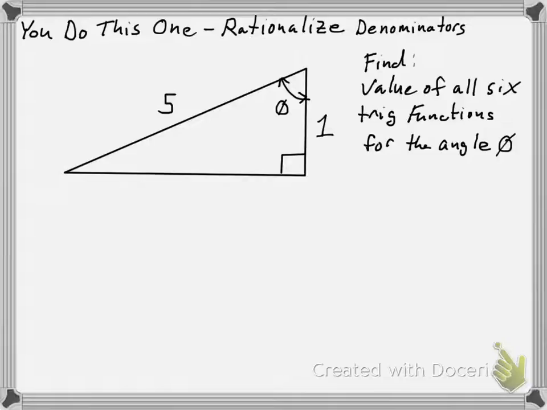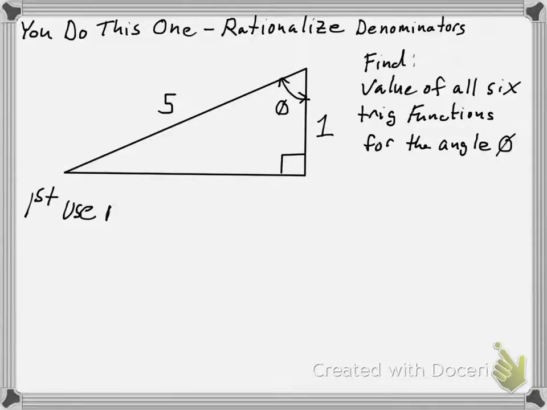This is section 5.2. We're using sine, cosine, and tangent trig functions. I wanted to do an example problem, and then after this I'm going to do one of your homework problems. This is similar to the one that we did in class, and I want to find all six trig functions for the angle theta. In relation to theta, I see 1 is my side adjacent, I see 5 is the hypotenuse, but we're missing the side opposite, and that's not an issue.